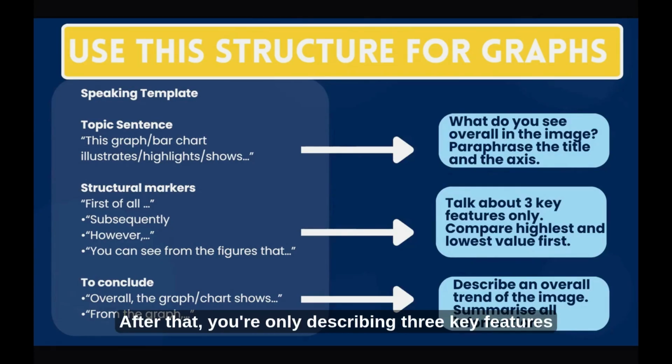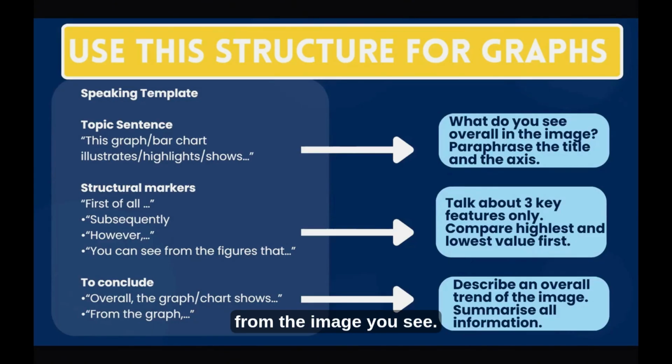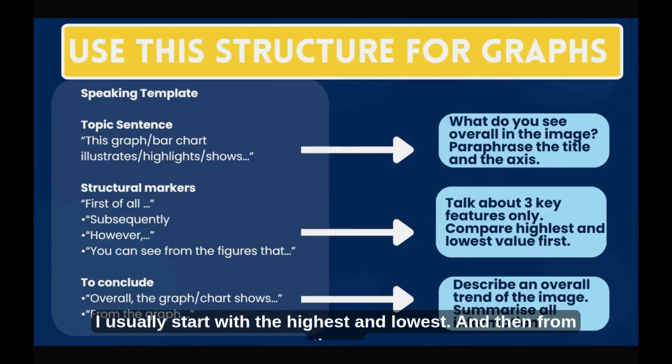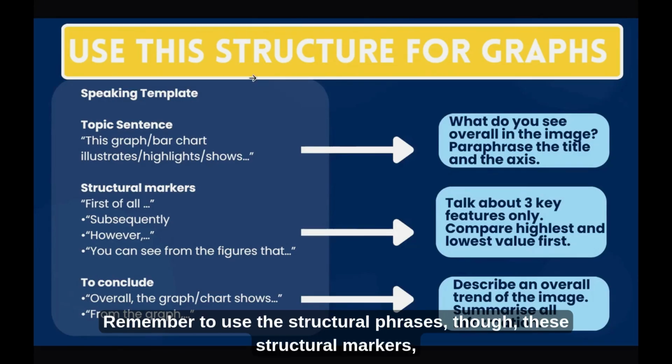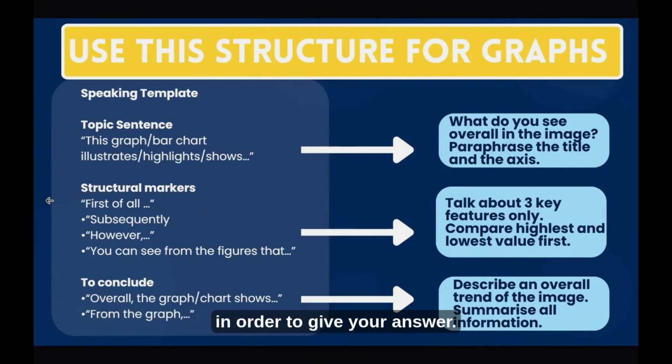After that, you're only describing three key features from the image you see. I usually start with the highest and lowest, and then from there choose two more random ones that you can clearly talk about. Remember to use the structural phrases though, these structural markers, in order to give your answer sequence. Lastly, you should conclude. Use the phrase overall, the graph shows, and an overall trend you can identify.